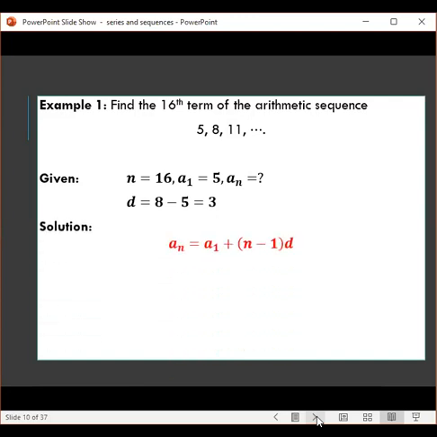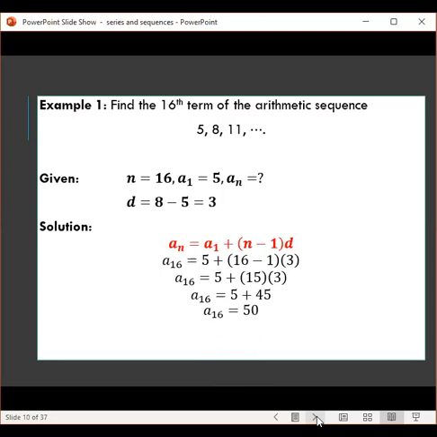So our formula, a sub n is equal to a sub 1 plus the quantity of n minus 1 times d. All you need to do is to substitute the given into our formula. So a sub 1 is 5, n is 16, d is 3. Calculating for it, remember PEMDAS, you need to operate first the insides of the parentheses. So 16 minus 1 is 15, followed by multiplication, 15 times 3, you get 45, plus 5, which is the first term, you get 50. So a sub 16 is 50, or the 16th term in the arithmetic sequence is 50.